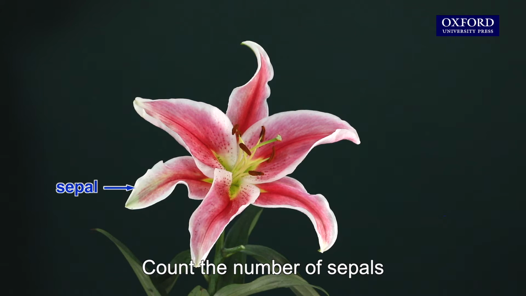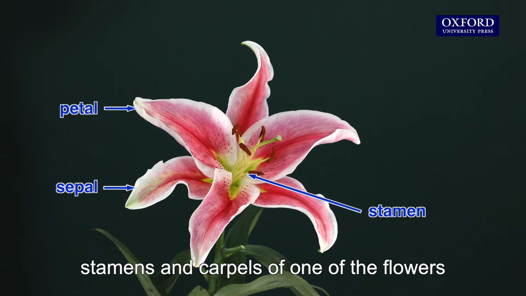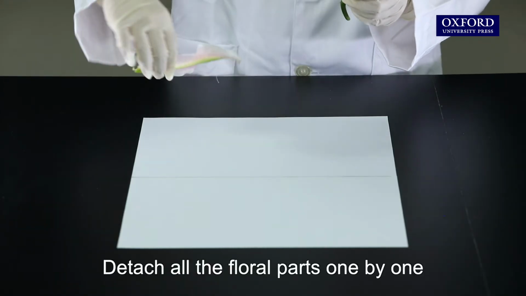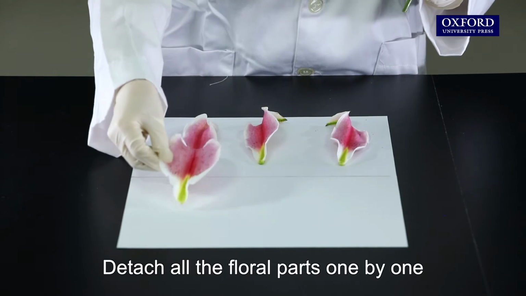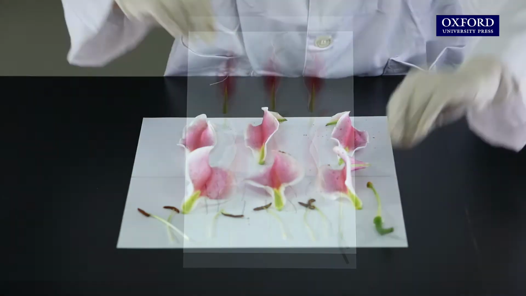Count the number of sepals, petals, stamens and carpels of one of the flowers. Detach all the floral parts one by one with a pair of forceps and a pair of scissors.